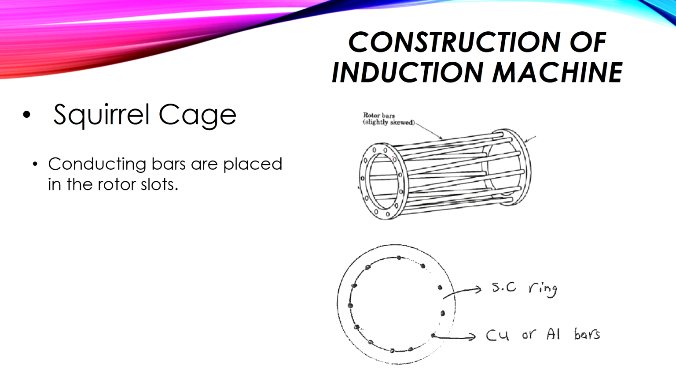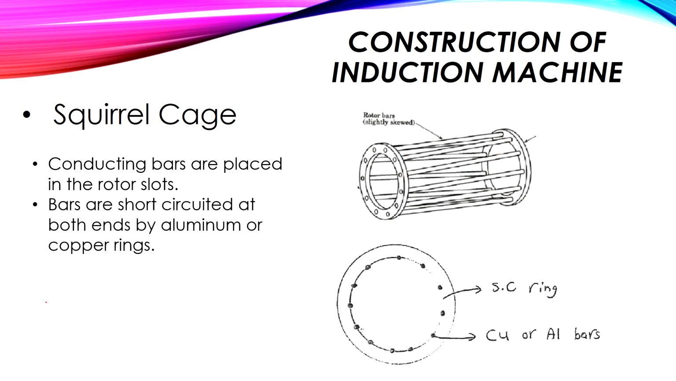Okay, if we look at this in the elevation view, you'll find here that these bars are short circuited by a ring, here and here. The bars are short circuited at both ends by aluminum or copper rings, to make the short circuit between these copper bars, similar to the 3-phase winding in the case of the wound rotor, which are short circuited together.